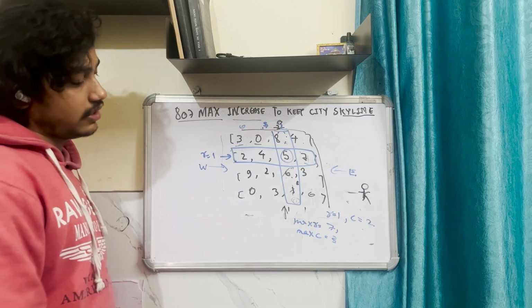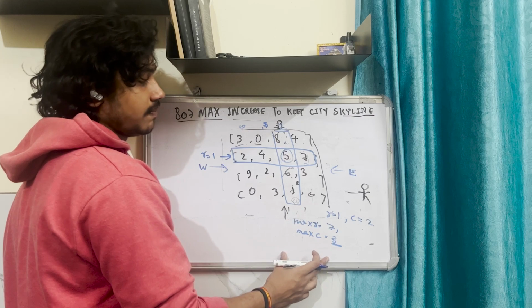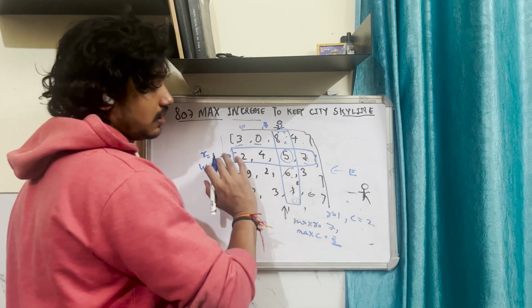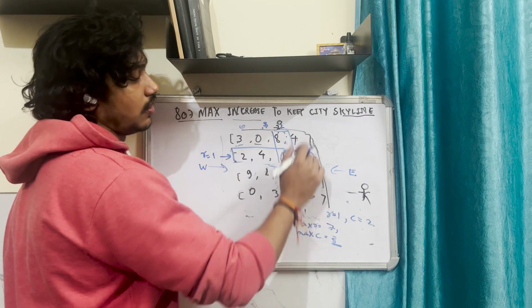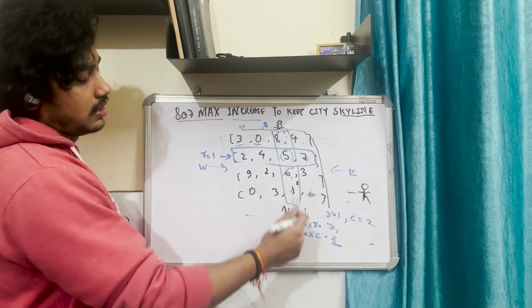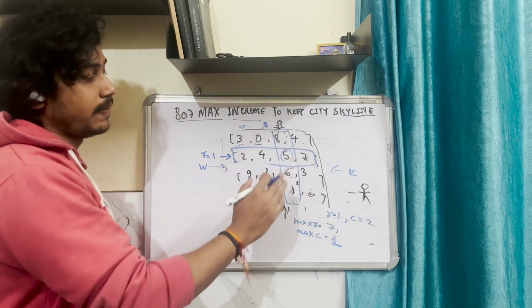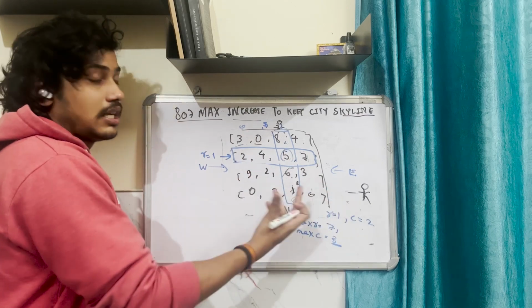So you will make it in such a way that it shouldn't disturb the skyline in the row view or in the column view. Like if you are looking from this side or this side, at most you can have 8. If you are looking from this side and this side, at most you can have 7.